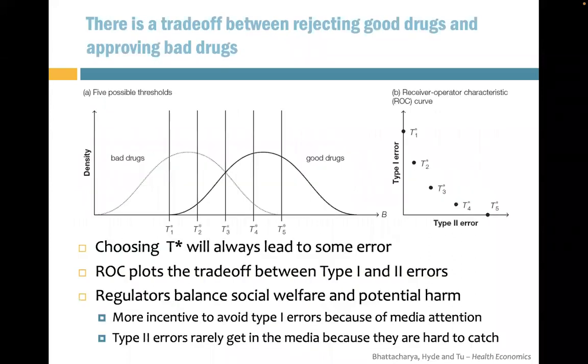Then it comes to our next graph. Suppose we have 5 different possible thresholds. Let's pick 5 different T stars, T1 star, T2 star, all the way to T5 star. If you look at T1 star, here we have a very low type 2 error. If we only approve good drugs at this point, then we will not reject any good drugs, because the distribution of a good drug is completely on the right-hand side of T1 star.